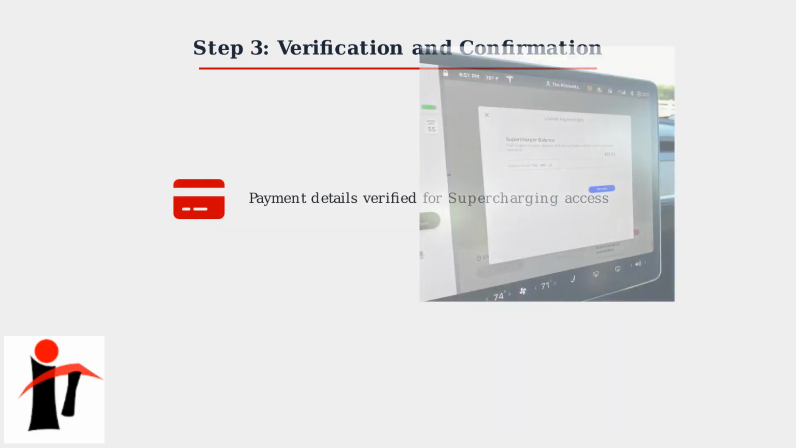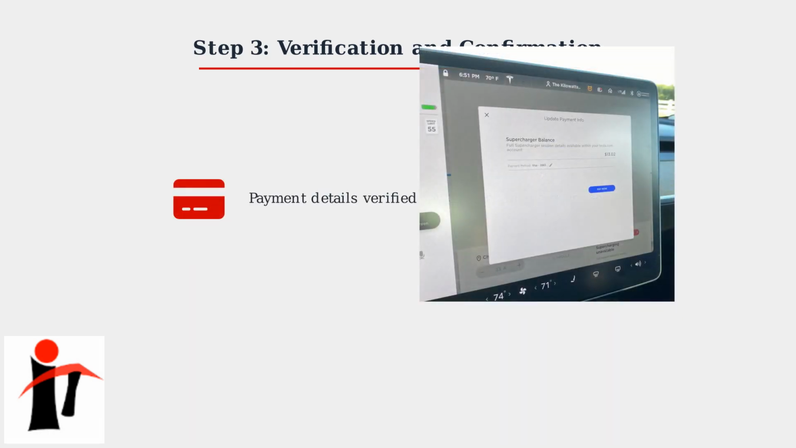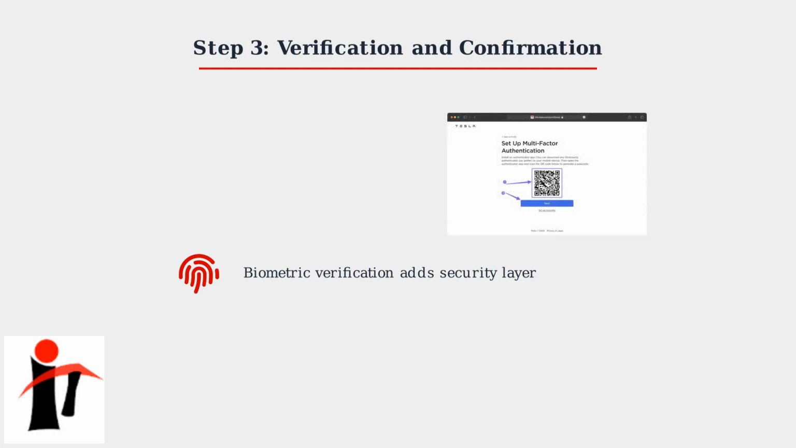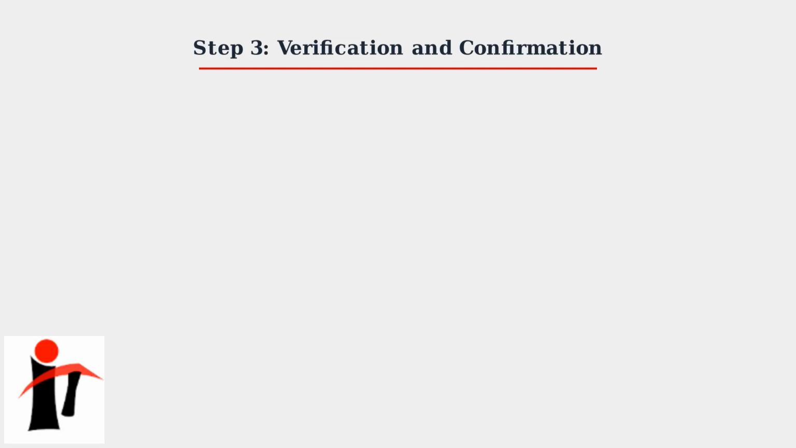Next, payment details are confirmed, especially for supercharging access. If applicable, you'll need to verify your payment method to enable seamless charging at Tesla's network. This includes checking card validity and available balance. For added security, biometric verification may be required using your phone's fingerprint or facial recognition. This modern authentication method ensures only authorized users can complete the transfer, preventing fraud.